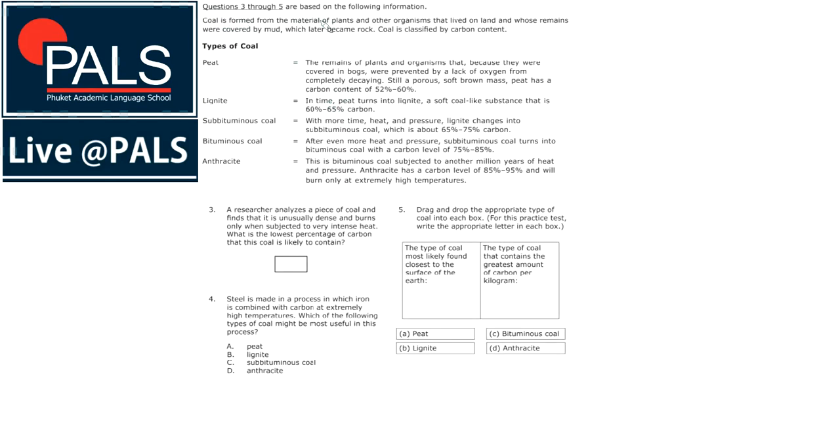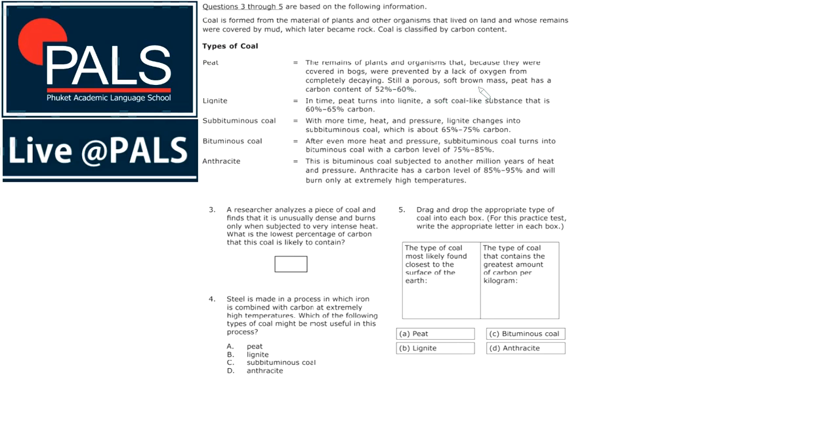So next question is number 3 to 5, which are based on the following information. Coal is formed from the material of plants and other organisms that lived on land and whose remains were covered by mud, which later became rock. Coal is classified by carbon content. So here we have the different types of coal, peat, the remains of plants and organisms that, because they were covered in bogs, were prevented by a lack of oxygen from completely decaying.